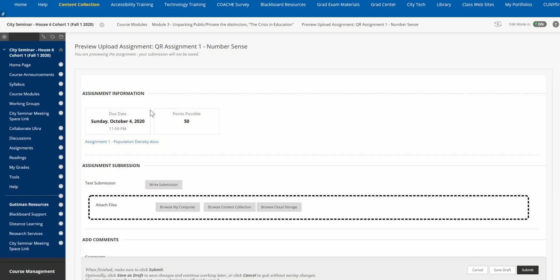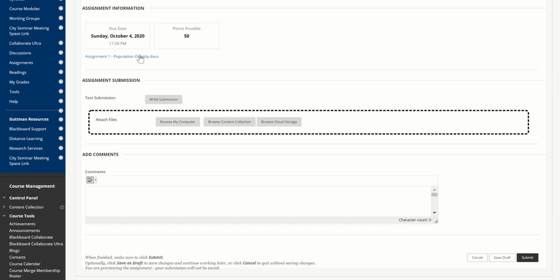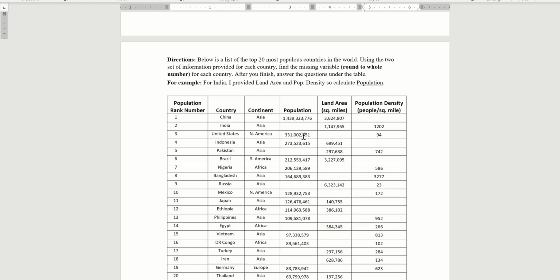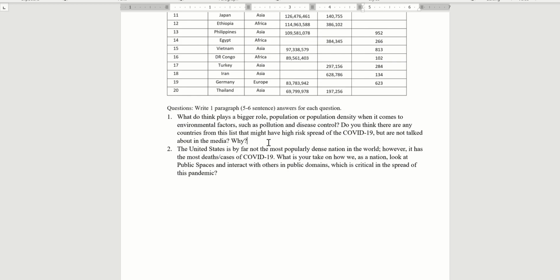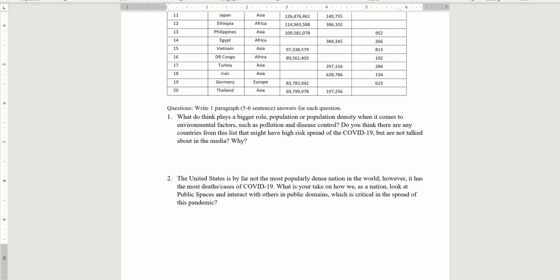It's going to tell you 50 points. It's due this day, right? You're going to open up, you click here, it opens up that same document that you click. Browse your computer, right? Remember, you're going to be working on this. You're going to write everything right here. You're going to write all your numbers, and right underneath, you can write your answer, right?